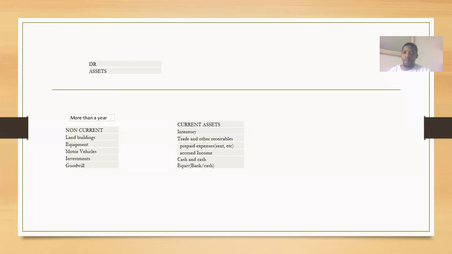The moment you pay in advance, it creates a prepaid expense. The moment you fail to pay it on time, it creates an accrued liability. But we're going to talk about that as we go. And then accrued income, this is when someone owes you and they have not paid you yet for the services already rendered or for goods already delivered. So that's an accrued income. It's due to you, but it has not been received yet.